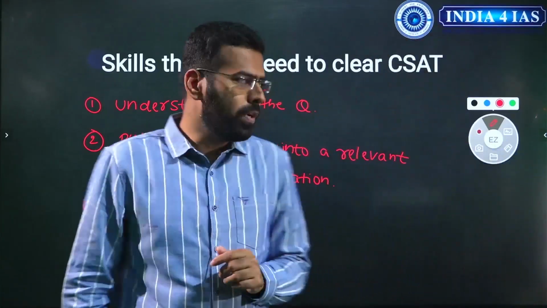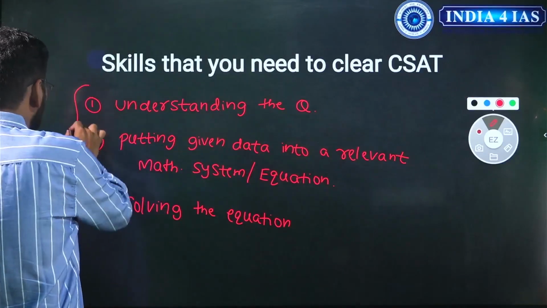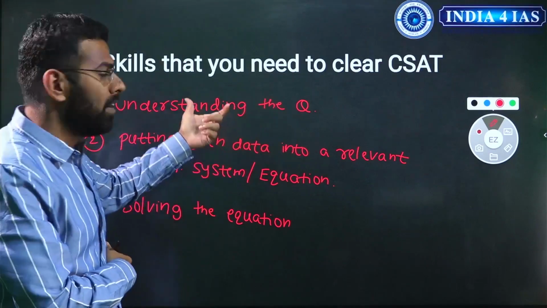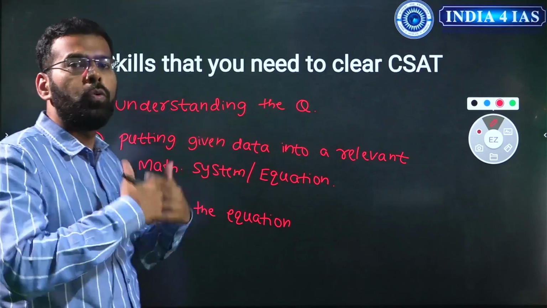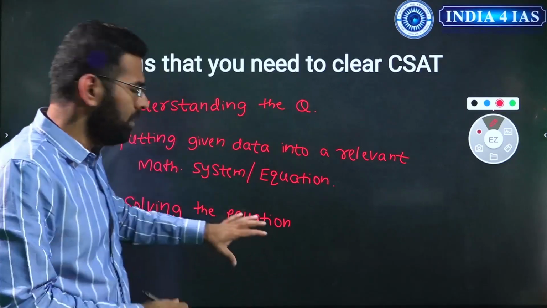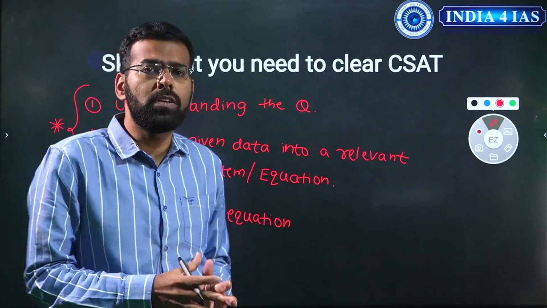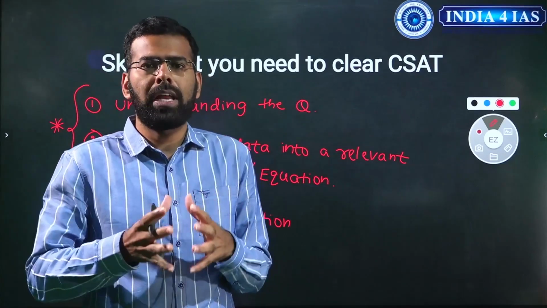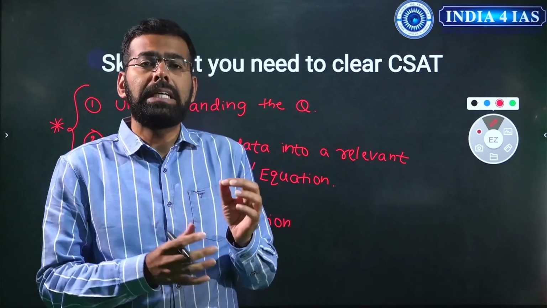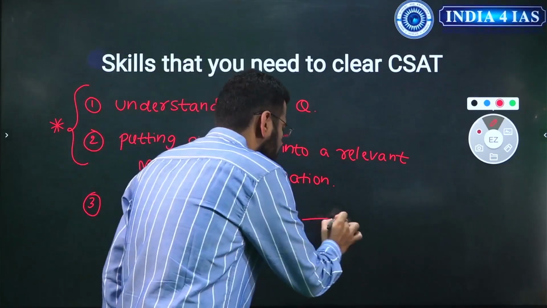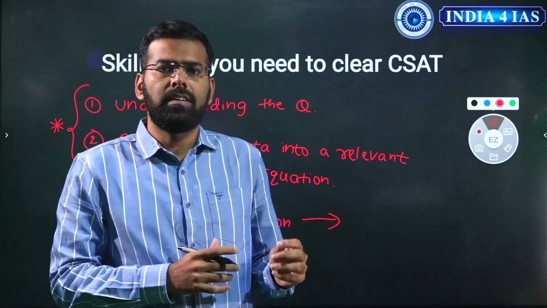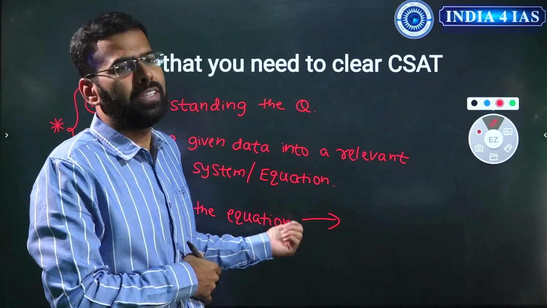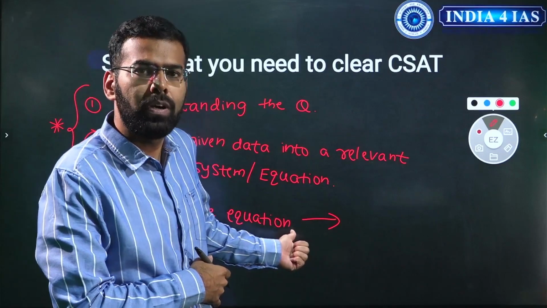But for most of the students, these two are the skills that are important, because most of the students are lacking in the first two skills: understanding the question and putting the given data into a relevant equation or a mathematical representation. I think for most of them, solving the equation is easy, because we have been doing this from school days also. Solving a simultaneous equation, solving a quadratic equation, or division, multiplication, all this is easy for most of the people. Maybe for some people, let's say people from arts or commerce background, it might be difficult for the initial period, but with consistent practice, they will be able to crack it.